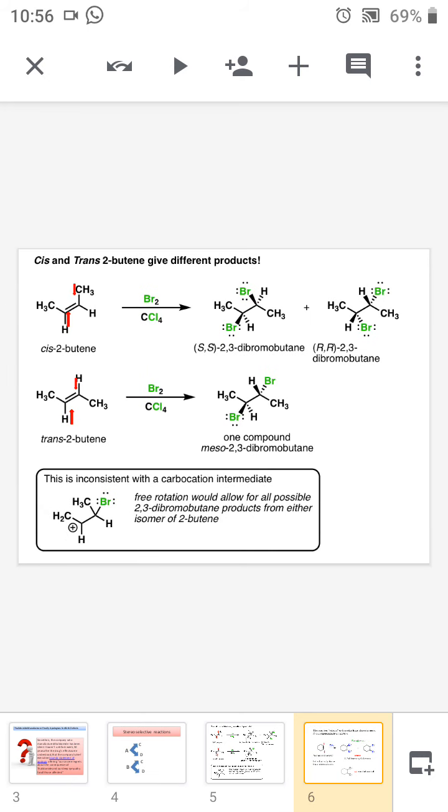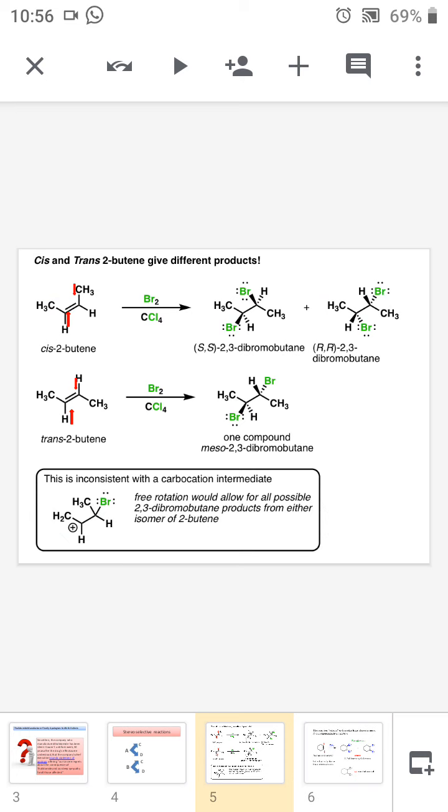This reaction is also stereospecific, because a stereospecific reaction is a chemical reaction which depends on the stereochemistry of the starting material. See here, in the cis isomer, cis-2-butene, we get a racemic mixture, whereas in the trans isomer, we get a meso compound. So the product depends upon the stereochemistry of the starting compound. This type of reaction is known as a stereospecific reaction.